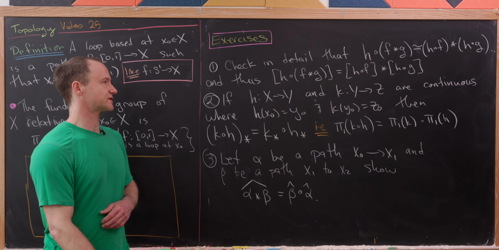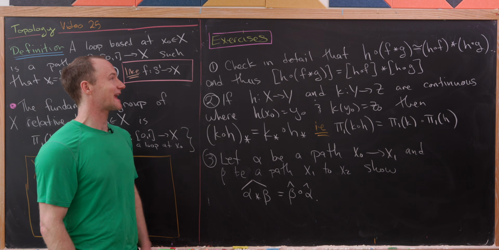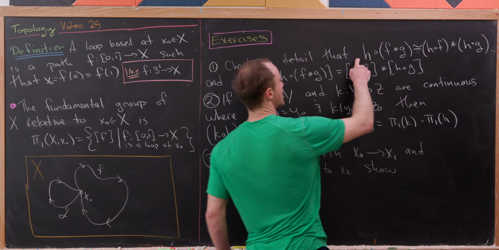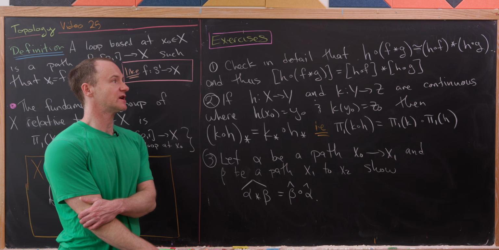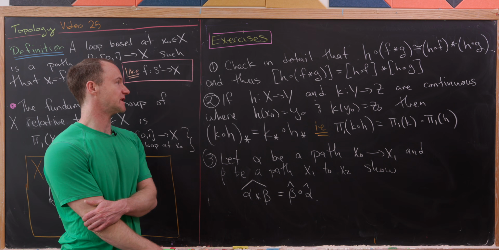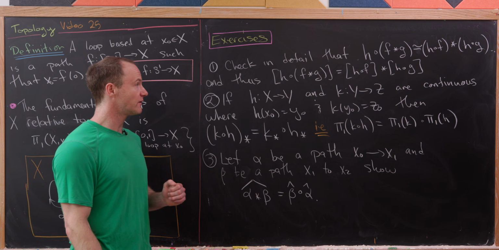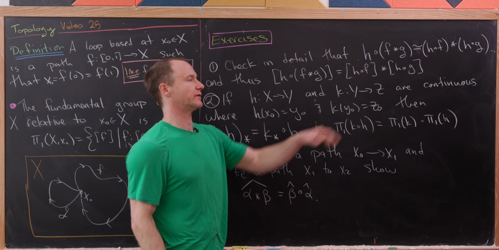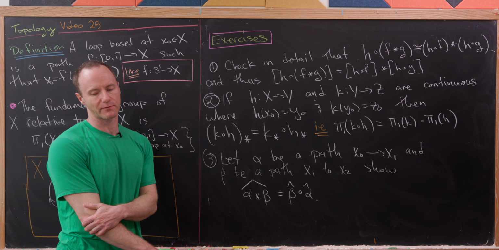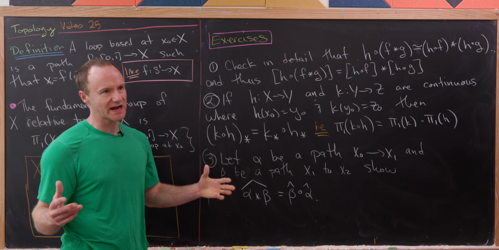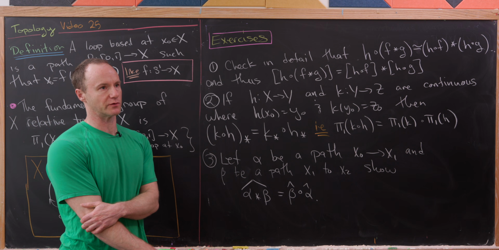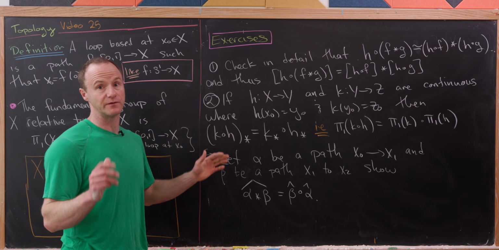All right, here's some exercises. So the first is to carefully check that H composed with F star G is homotopy equivalent to H composed with F star H composed with G. And thus, as equivalence classes, we have the following equation as needed for that proof that we did. Then let's show the following, which is actually required for the corollary of the proof that we did, but I'll let you fill in those details.